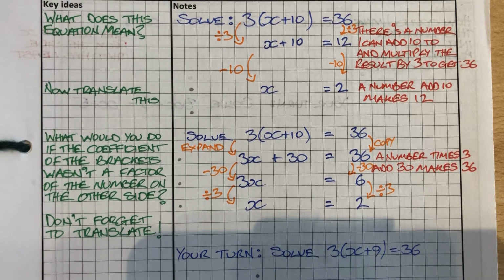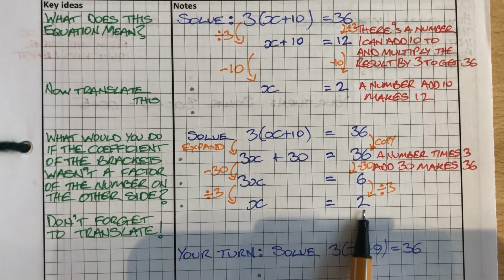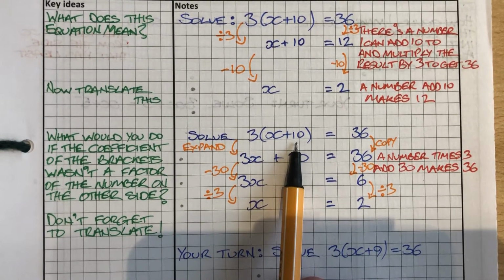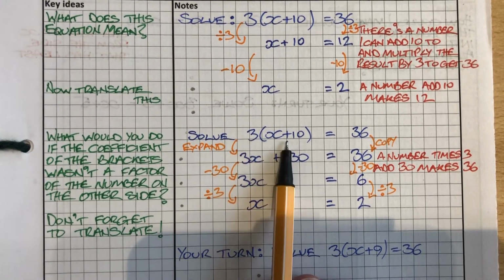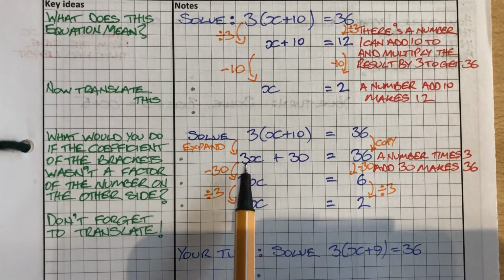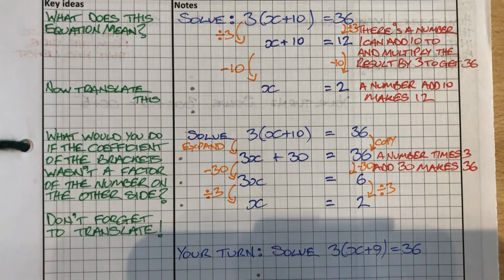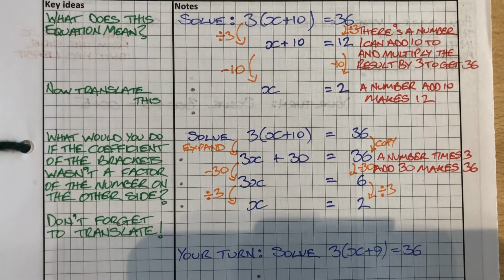Right, what do we do at this stage? We check that it's right. Okay, and number 2, add it to 10, makes 12. 3 lots of 12 is 36. Or you could do it here. 3 lots of 2 is 6. Add 30 is 36. Okay.